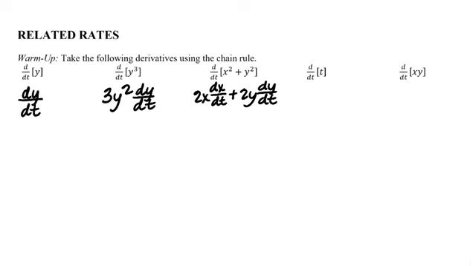And the derivative of x times y with respect to t, this is a product, so we're going to have to use the product rule. I'm going to leave x the same and take the derivative of y. I'm going to leave y the same and multiply by the derivative of x with respect to t.